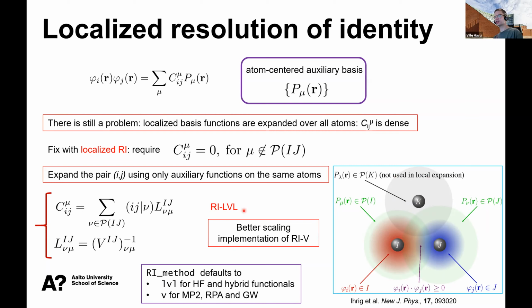And this is what is called the RI-LVL, or localized resolution of identity. It turns out that the formulas look much the same, except now you have to reduce the solution. You sort of solve in a much smaller subspace, the subspace generated by these two atoms.